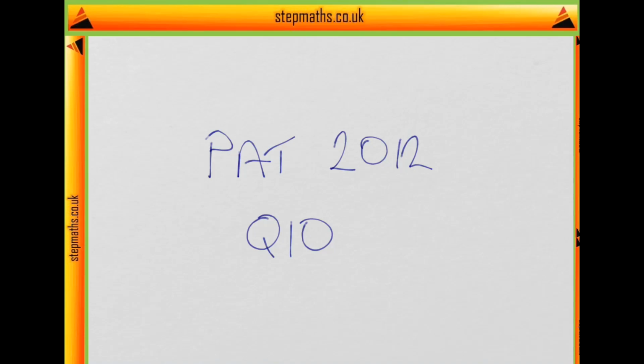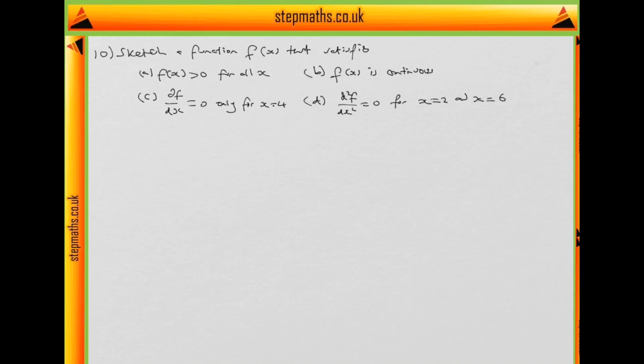Hi, today we're going to do the PAT paper from 2012 looking at question 10. So question 10 asks us to sketch a function f of x that satisfies the following properties. A, that f of x is greater than 0 for all x. B, f of x is continuous. C, df by dx is 0 only for x equals 4. And D, d2f by dx squared is 0 for x equals 2 and x equals 6.